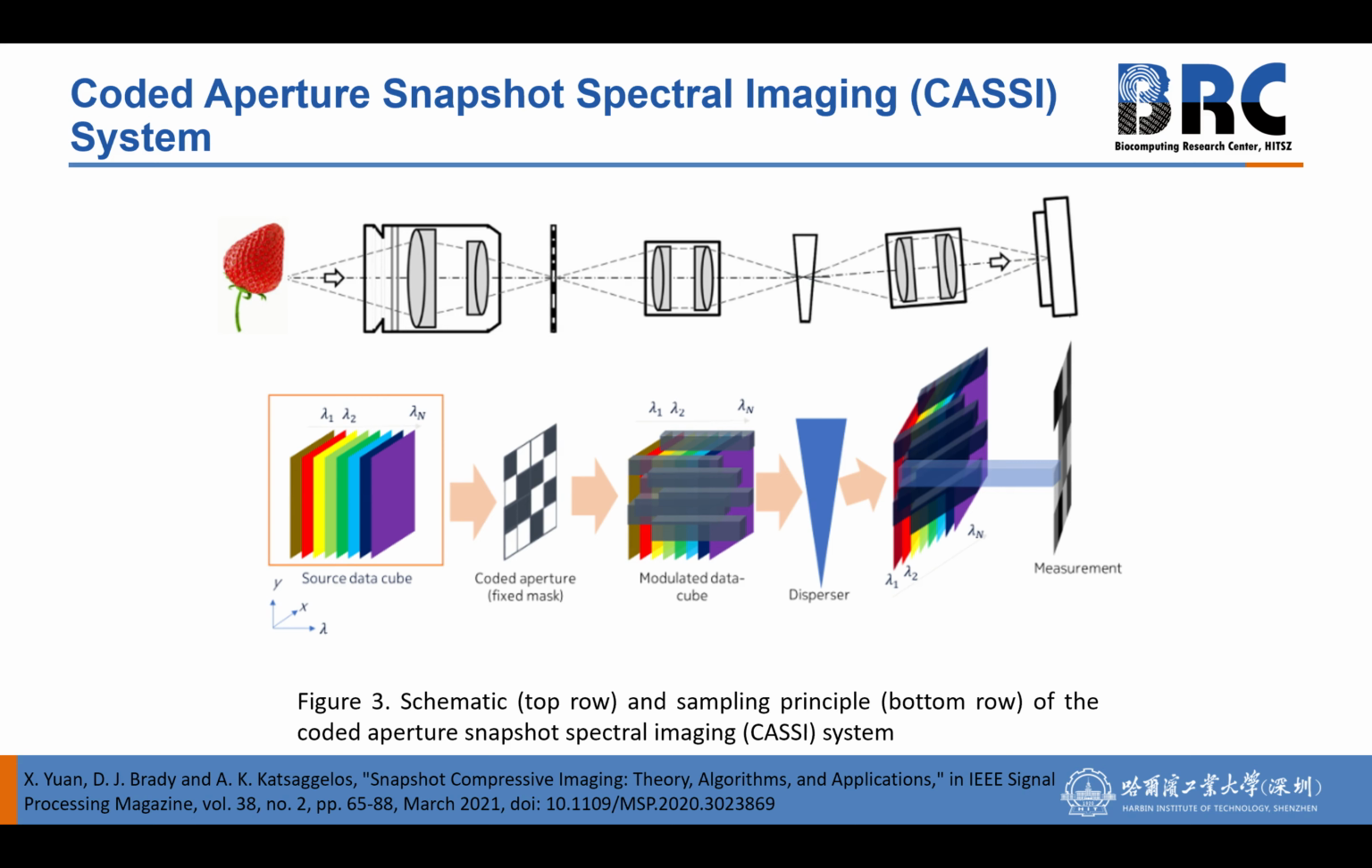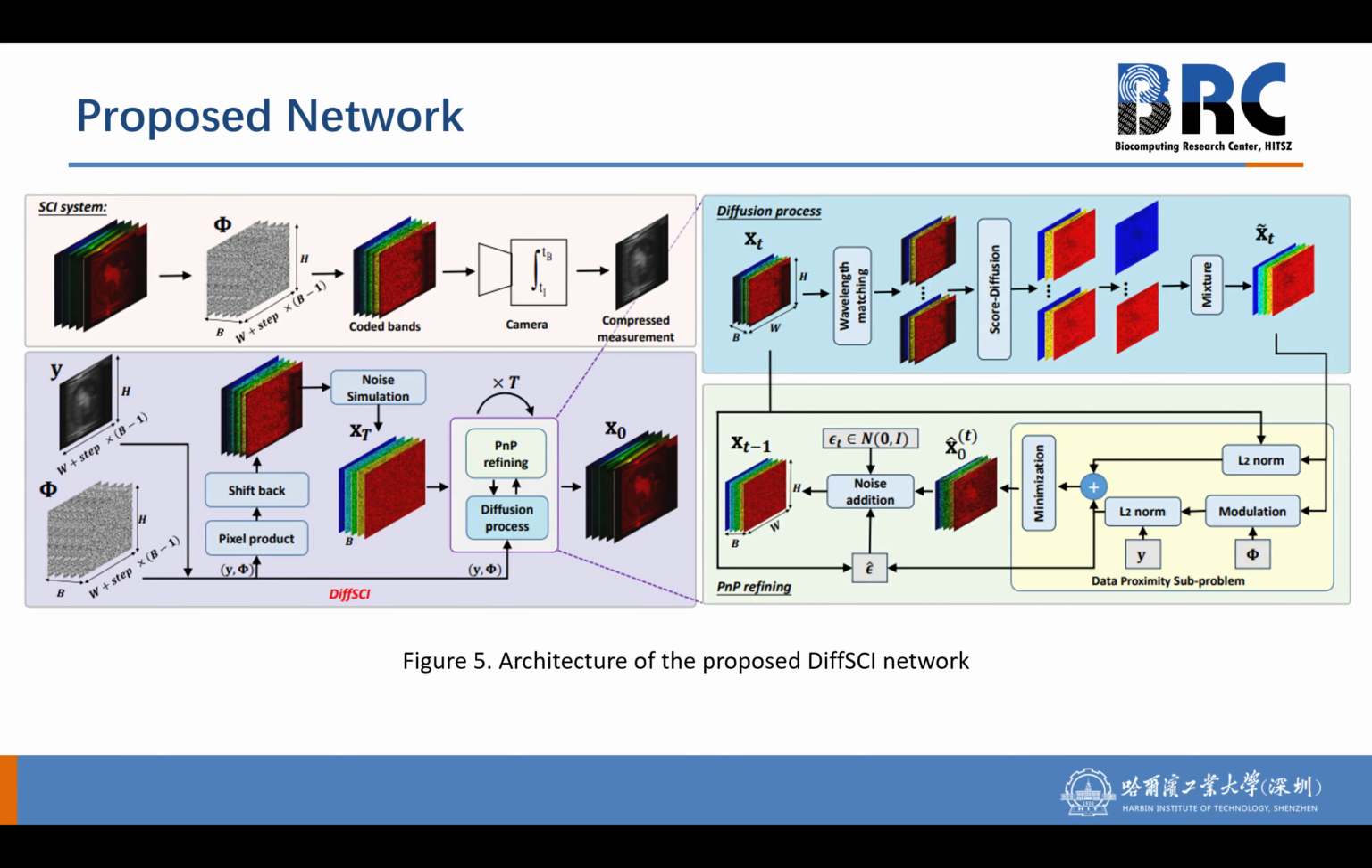For spectral SCI, the most commonly used hardware system is the CASSI system. A data cube of λn spectral bands is modulated by a fixed mask and shifted by a disperser, ultimately accumulated pixel by pixel on an image acquisition device to obtain the compressed 2D measurement. The SCI system obtains the final 2D compressed measurement by modulating the current hyperspectral image with masks and acquiring it with a camera compression.